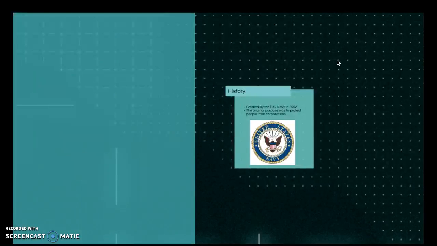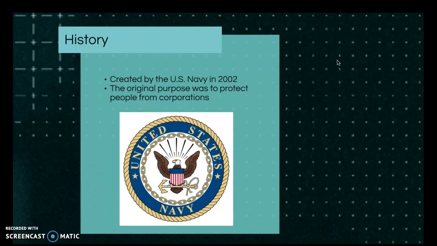So a little bit of history of Tor. The idea of it was actually created by the US Navy in 2002. The original purpose was to protect people from corporations.